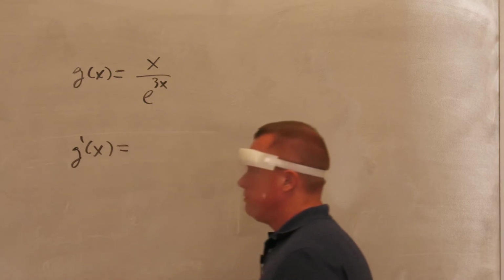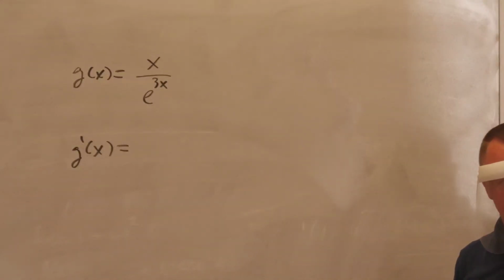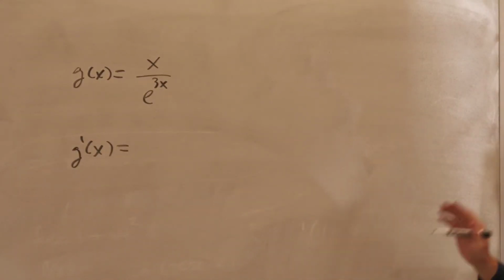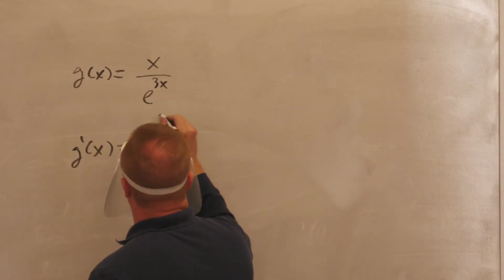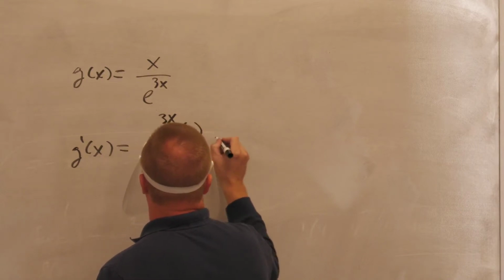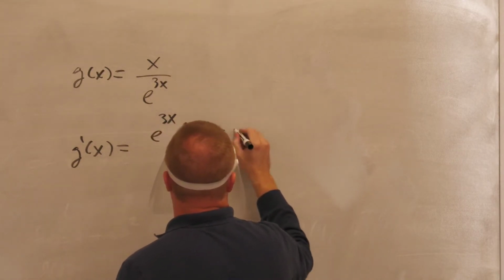All right, so the derivative, I've got a quotient, right? So I need to start with the bottom. Bottom times derivative of the top. So e to the 3x times 1 minus the top times derivative of the bottom.